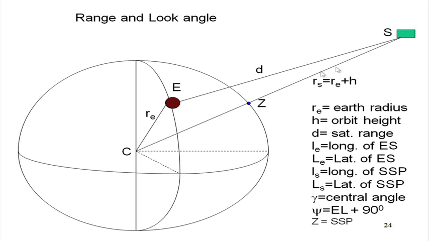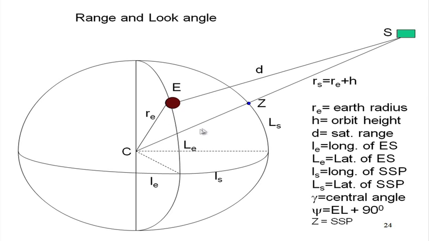Then E to S is the distance from the earth station to the satellite. Longitude of the earth station, small l E, is this particular angle, assuming this is the meridian. Latitude of the earth station is this angle, and subsatellite point longitude, small l S, is this angle, and latitude of the subsatellite point, capital L S, is this angle.